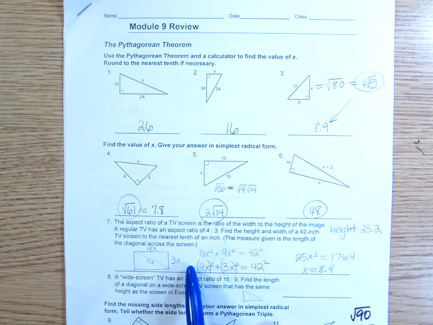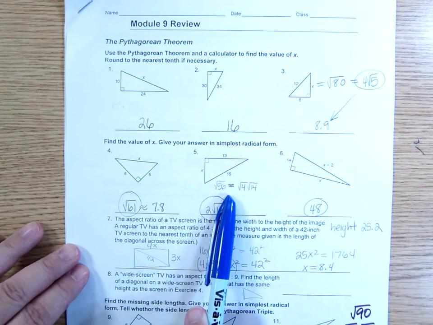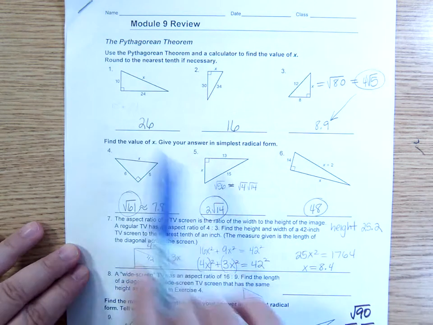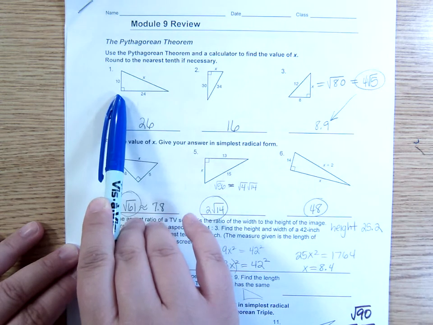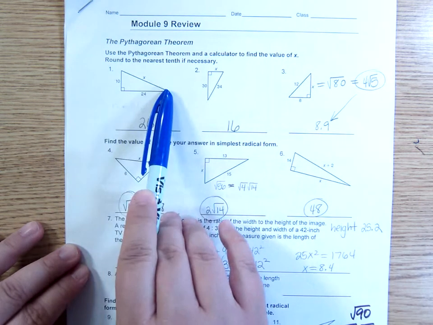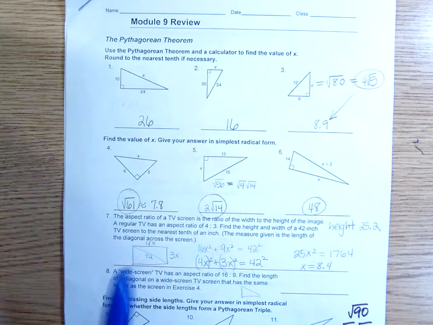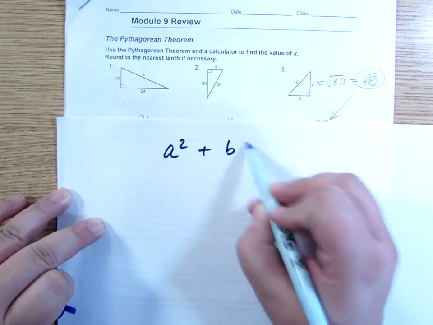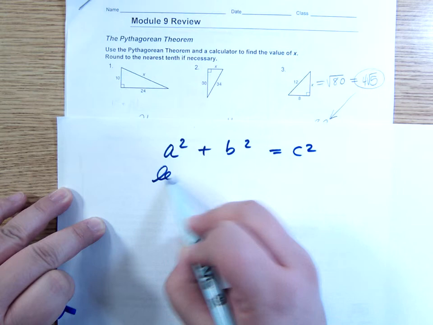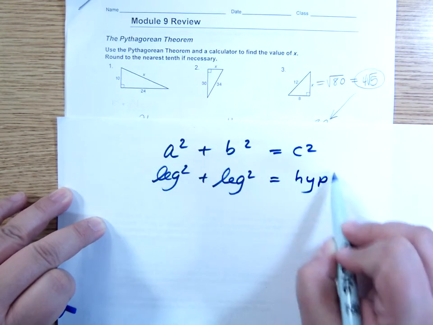All right, first few questions on here, 1 through 5, are all pretty straightforward Pythagorean theorem. A squared plus b squared equals c squared, where the two legs, the two sides that meet at the right angle, are a and b, and the hypotenuse is always c. That's one reason I like to say not just a squared plus b squared equals c squared, but leg squared plus leg squared equals hypotenuse squared, because that's really what you're doing when you're doing the Pythagorean theorem. Leg squared plus leg squared equals hypotenuse squared.